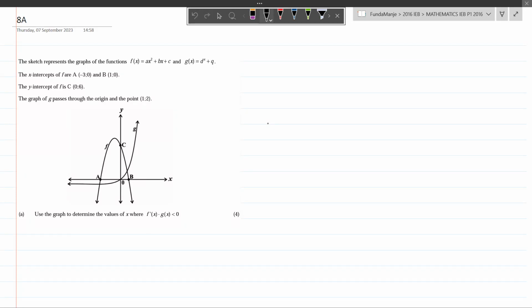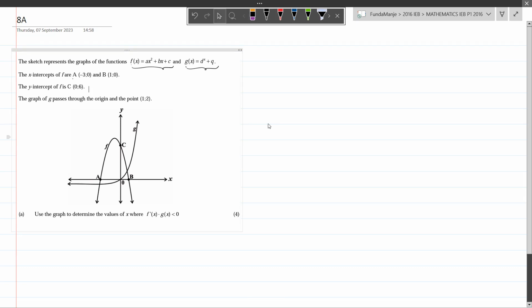8a, we have the sketch that represents the graphs of the functions f of x, which is a quadratic graph, and g of x, which is an exponential graph. The x-intercepts of f are a and b as given over here, and the y-intercept of f is (0, 6). So we're given the coordinates for the x-intercepts of f and the y-intercept of f.